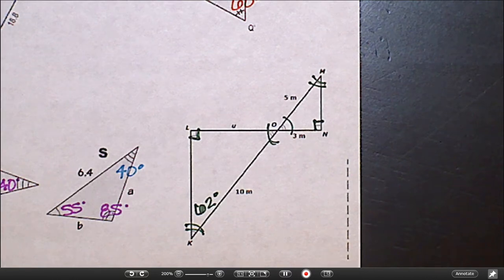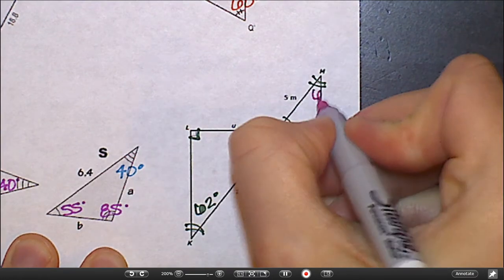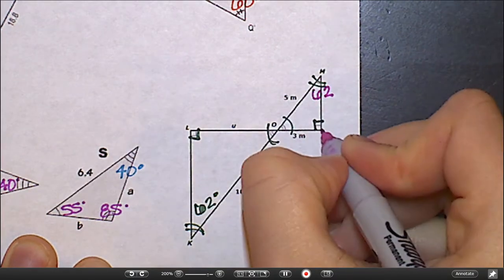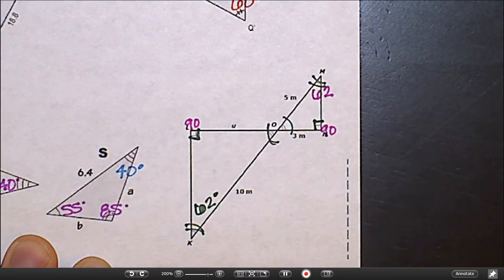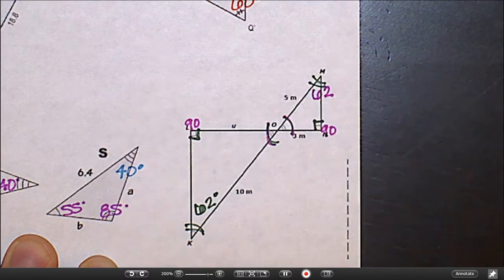Okay, so let's look at this. If you got stuck, that's okay. We're going to figure it out right now. If you got it, let's check your work. So 62 degrees means that this angle is also 62 degrees. I know that these two are 90 because they've put that right angle symbol there. And now I just need to figure out this angle.